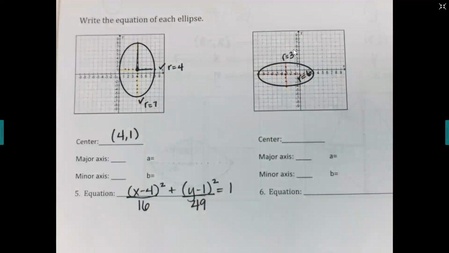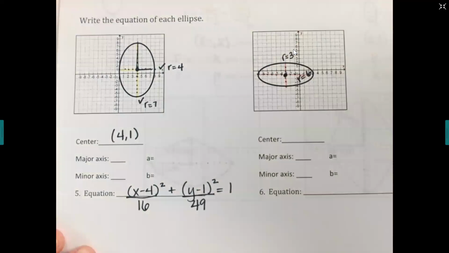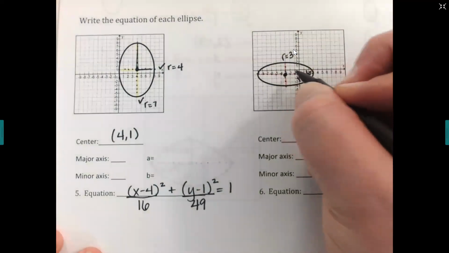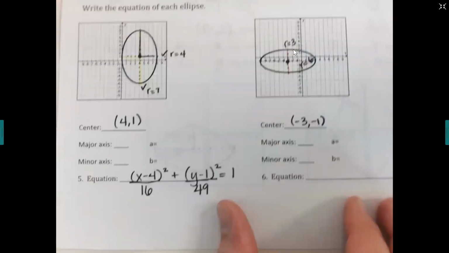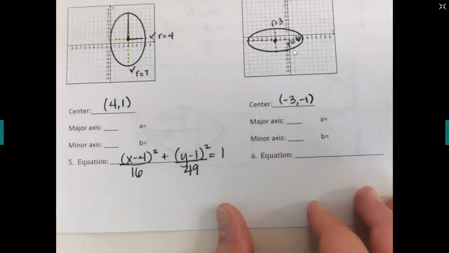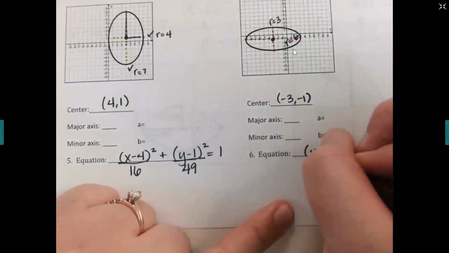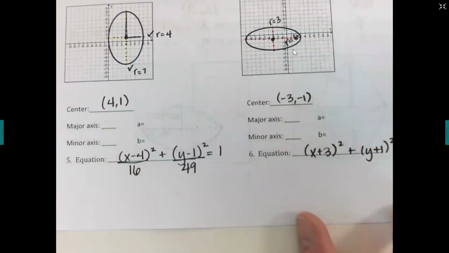Okay. Then from there, I'm going to find my center after I check that it's the real center. I see my center is -3, -1. And then remember, if they're negative in the parentheses, they're going to be positive when you put them into your equation. So it'll be an x plus 3 squared and a y plus 1 squared, always equal to 1.